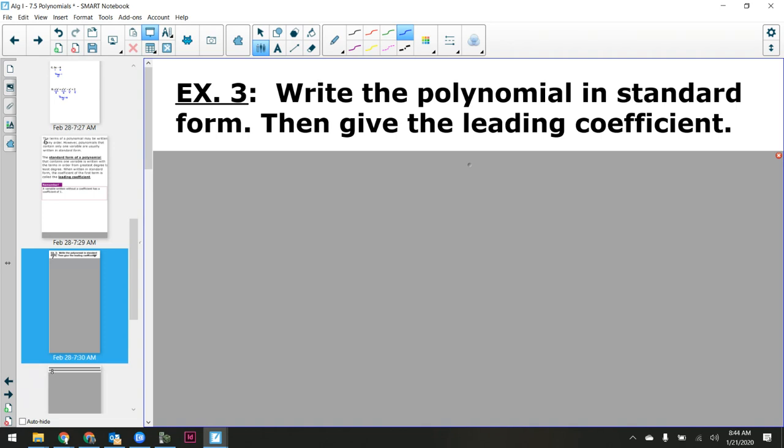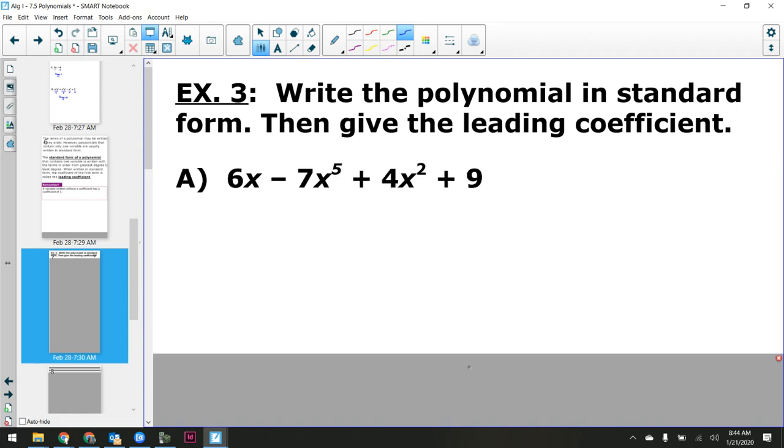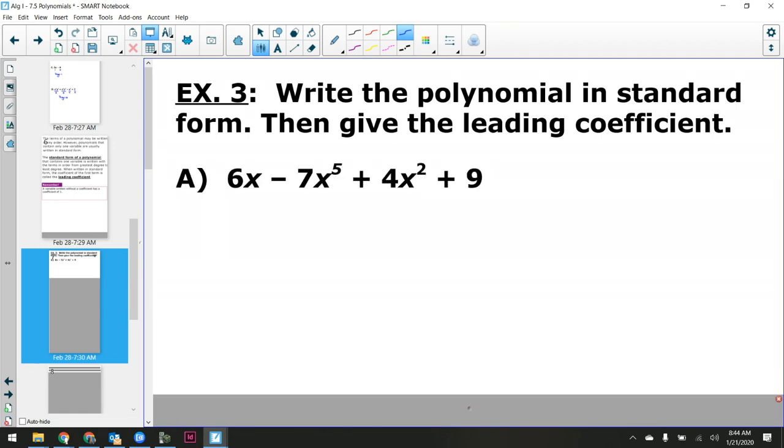All right, so write the polynomial in standard form, then give the leading coefficient. Underneath each term, just like we did on the last example, let's write down all the degrees. You guys may be able to see it right off the bat, but let's write down the degrees. Okay, so what's the degree of my first term? 1. What's the degree of my second term? Third term? Last term. Okay, now let's go in order from greatest to least.